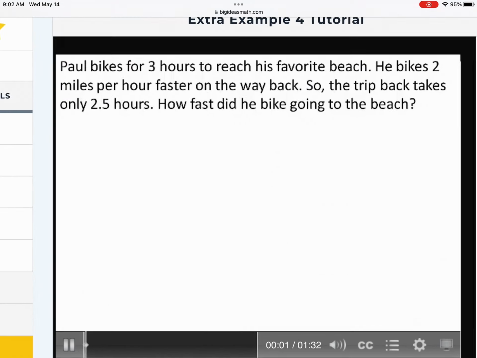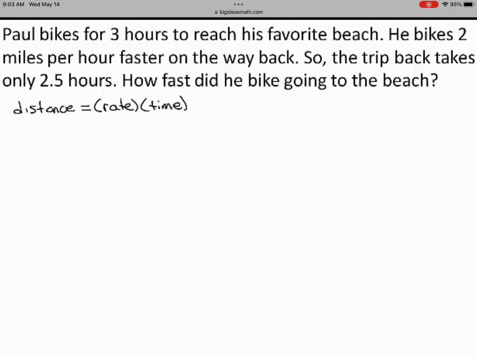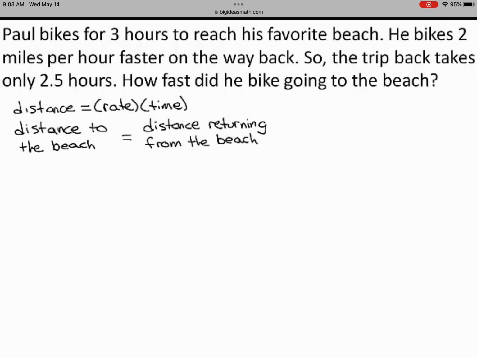Paul bikes for 3 hours to reach his favorite beach. He bikes 2 miles per hour faster on the way back, so the trip back takes only 2 5/10 hours. How fast did he bike going to the beach? Use the distance formula distance equals rate times time. Notice that the distance to the beach equals the distance returning from the beach. Let x be the speed in miles per hour that Paul bikes to the beach.